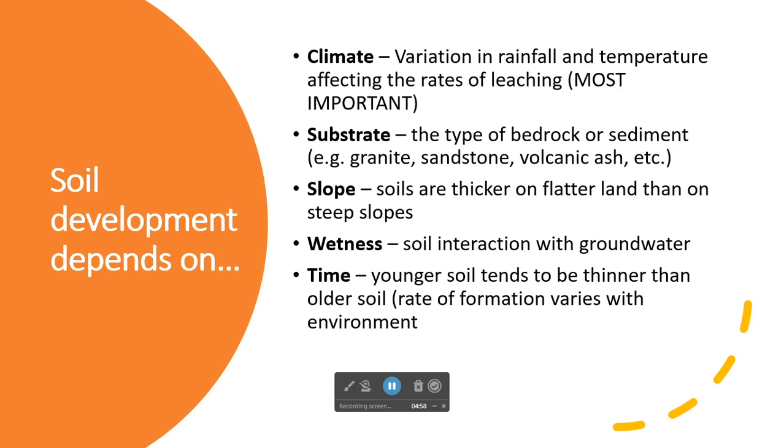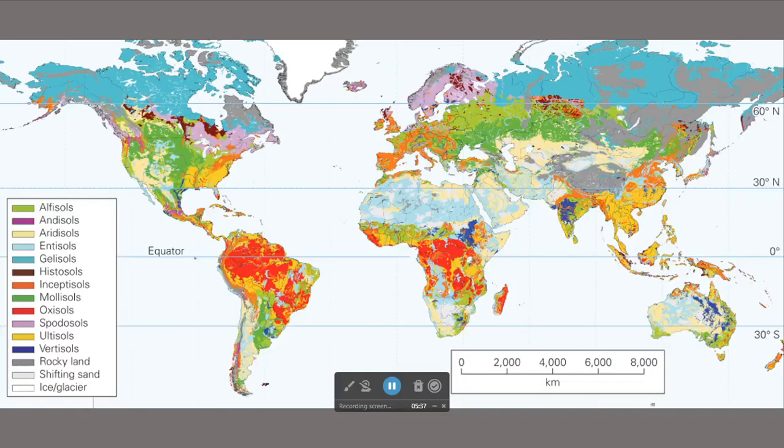Time as well. So younger soils tend to be thinner than older soils because of the rate of formation, and that can vary with the environment. So when you have younger soils, there's just not as long of a time to develop. So obviously it makes sense you would have a thinner layer, whereas when it's older, there's more time for that soil to undergo the leaching processes that are needed, and so you get thicker soils. And then finally, the local ecosystem also influences soil development, and that can include the plants and the animals that live in that area. So what exactly is being decayed and what is also breaking down that material.